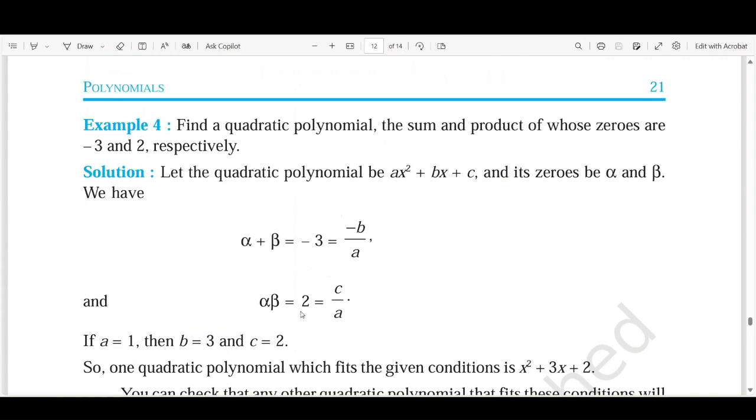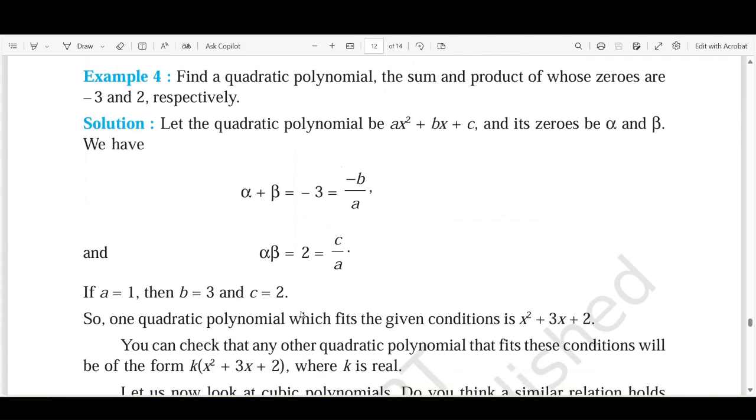In example 4, find a quadratic polynomial, the sum and the product of whose zeros are minus 3 and 2 respectively. So here they have not given the quadratic polynomial, but by using the relation between the zeros, we can determine the quadratic polynomial, right? Here they have given the sum and product of the zeros to be minus 3 and 2.